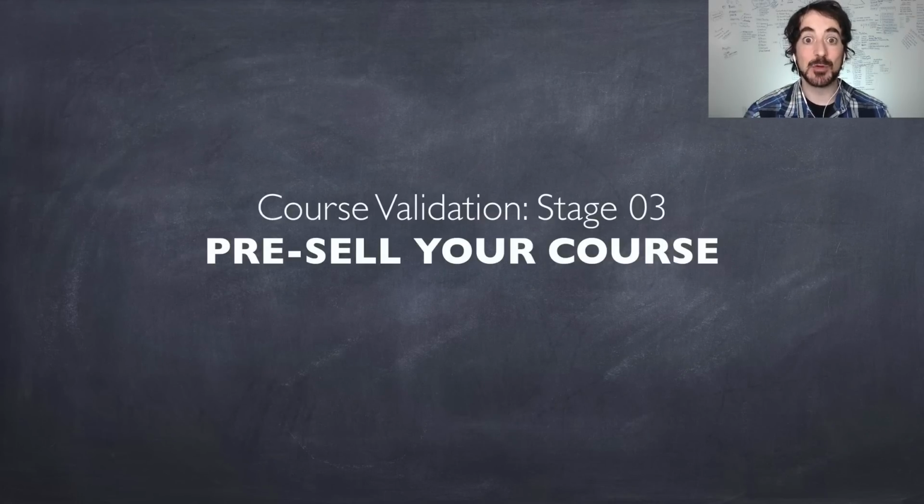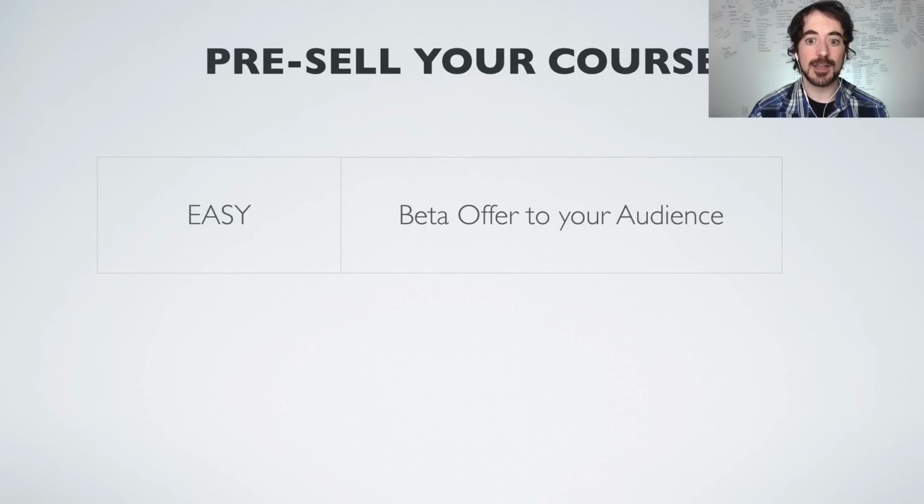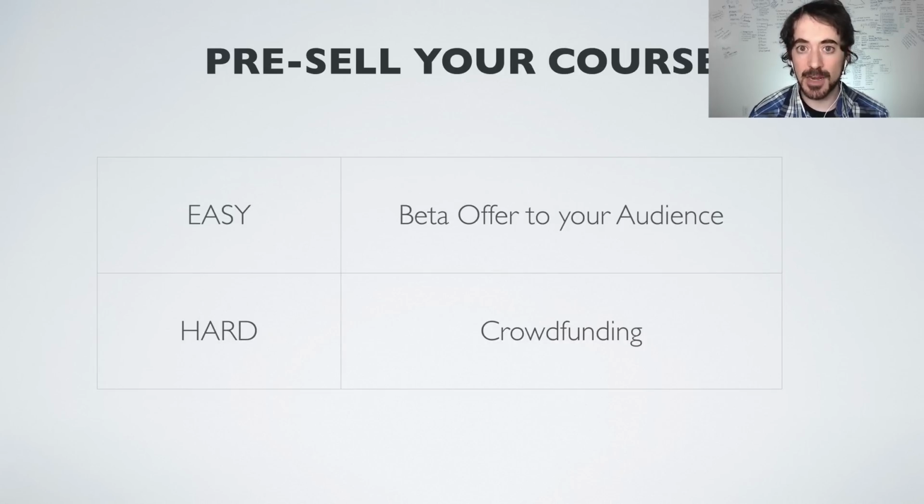All right, pre-sell your course. This is by far my favorite one, and this is exactly what I did when I launched my first course in 2010. And I'm going to explain right now how it works. You have two options to do this. You can either do a beta offer to your audience, which basically means selling the course at a discount to a selected group of people, or you can run a crowdfunding campaign on a platform like Kickstarter or IndieGoGo or whatever is available out there.